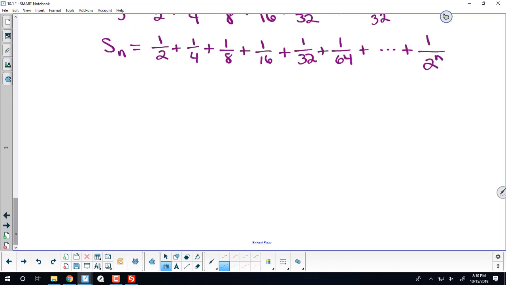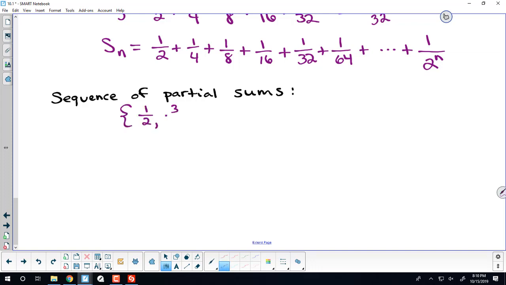So now that we have this, our sequence of partial sums are those numbers: 1/2, 3/4, 7/8, 15/16, 31/32, 63/64. We didn't write that one down, but on and on we could go.